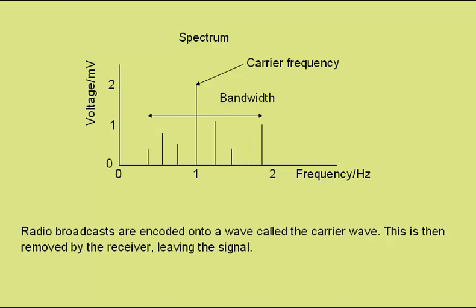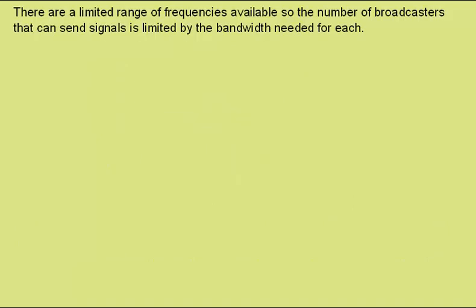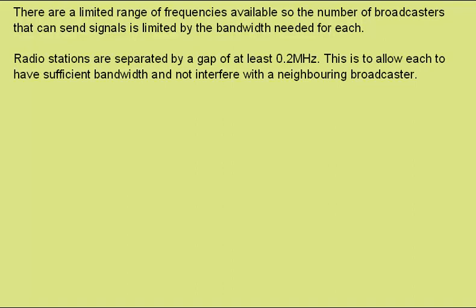Radio broadcasts are encoded onto a wave called a carrier wave. This is then removed by the receiver, leaving behind just the signal. There are a limited range of frequencies available, so the number of broadcasters that can send signals is limited by the bandwidth needed for each. Radio stations are separated by a gap of at least 0.2 MHz. This is to allow each to have sufficient bandwidth and not interfere with a neighbouring broadcaster.